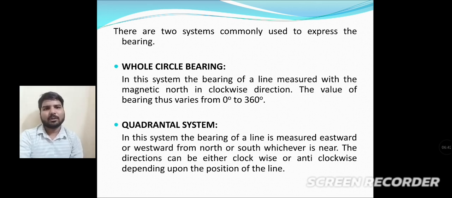Whole circle bearing. In this system, the bearing of a line is measured with respect to the magnetic north in the clockwise direction. The value of bearing thus varies from 0 degrees to 360 degrees.